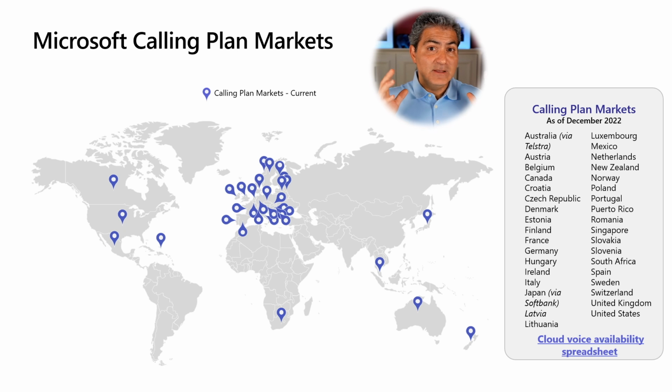And again, if you are in a country where we don't have a calling plan, that's okay. Use direct routing, use Operator Connect, use pay as you go in some of these countries. And again, you can also mix and match. So 35 countries available for calling plans today, which is December of 2022.